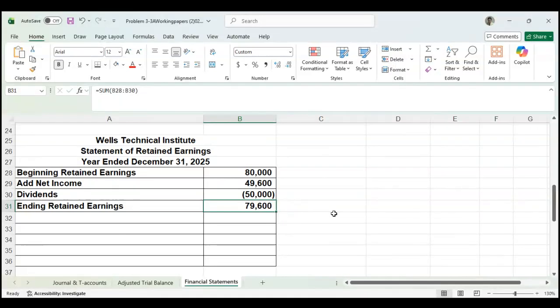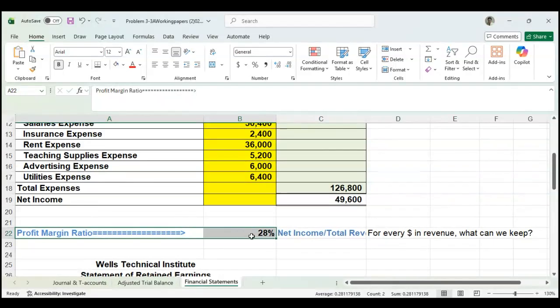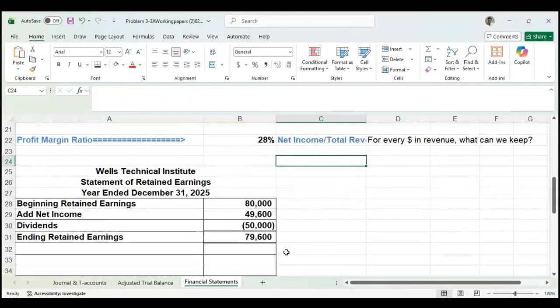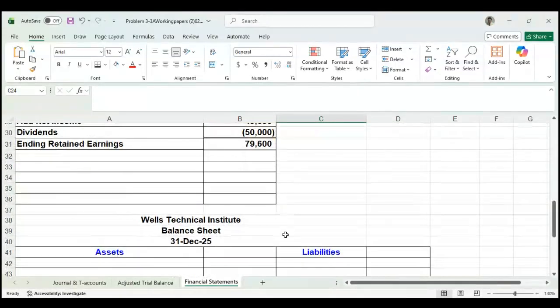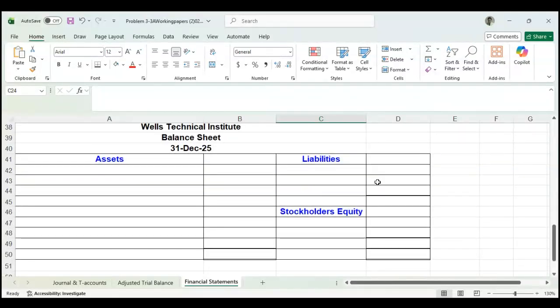Now, there are many, many financial statement ratios like we did up here. There are a few on the statement of retained earnings, but we don't really need to worry about those right now. So let's move on to the balance sheet. This balance sheet is the account form, where we list the assets on the left, the liabilities and equity on the right. A lot of companies will also do the report form, which is more in one column. But the easiest way to learn it is to do the account form.